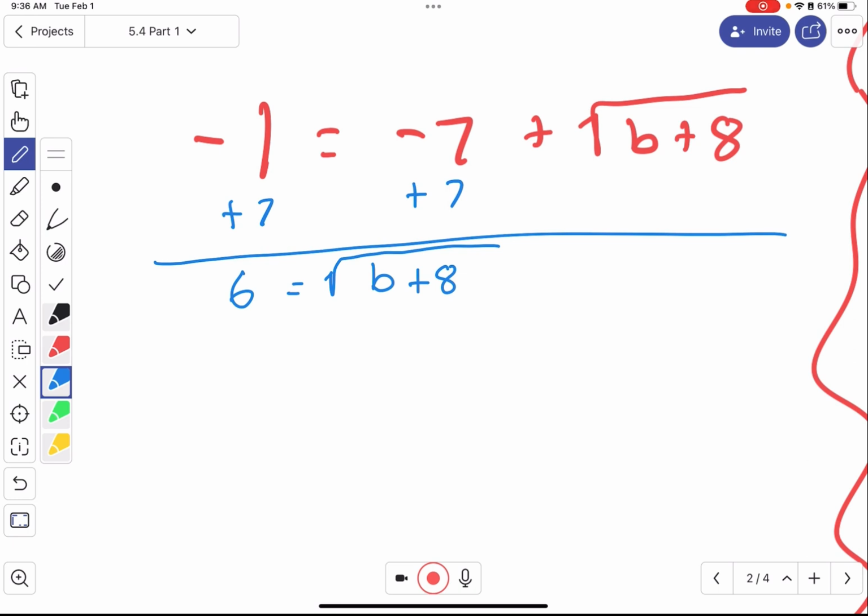And we want to do that first because if you try to square this whole thing first, it becomes a mess. Could you do it? Yes. It would be a lot more difficult than it is right now. So isolate that square root first.